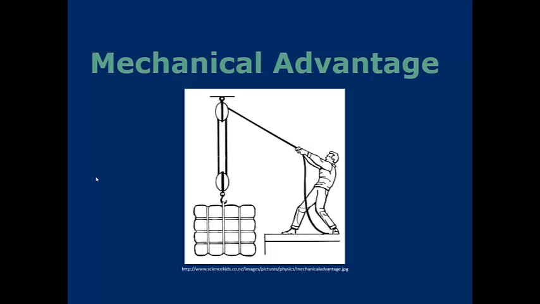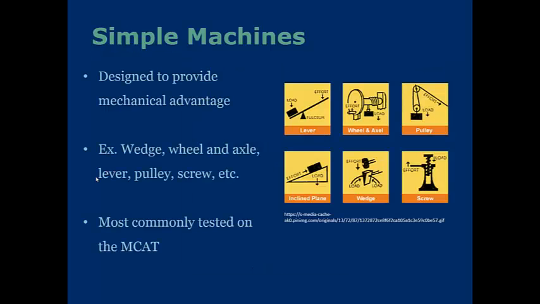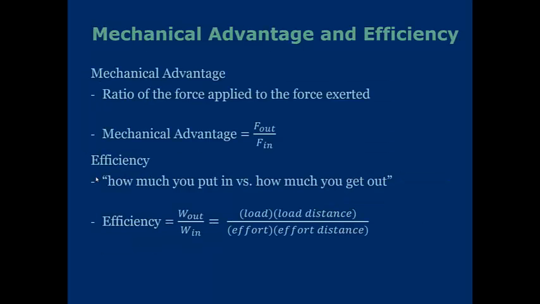Finally, mechanical advantage. This is the last subject for this lecture. For the sake of the MCAT, you will be discussing simple machines, which are machines designed to provide mechanical advantage. Examples are listed to the right. Note that for the MCAT, you will pretty much always be tested on one of these examples. When you're discussing mechanical advantage, you have to discuss efficiency as well.